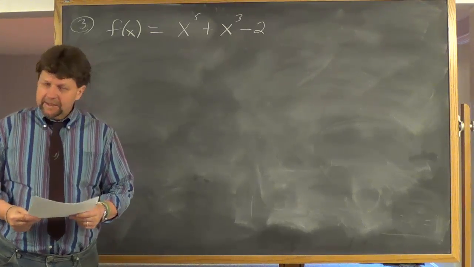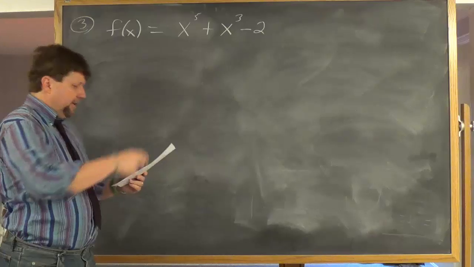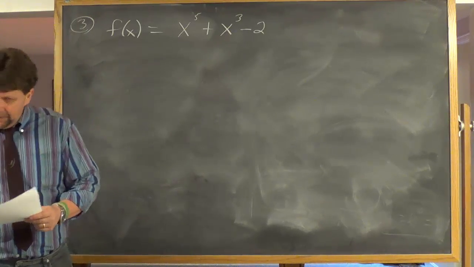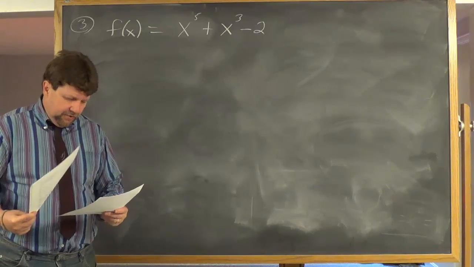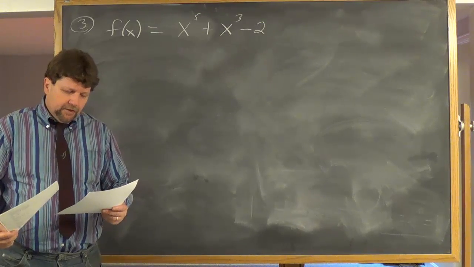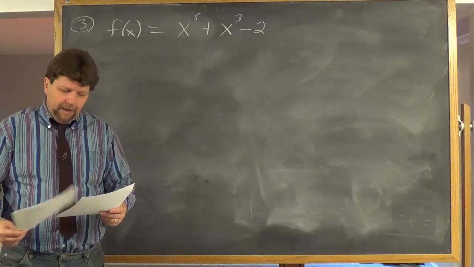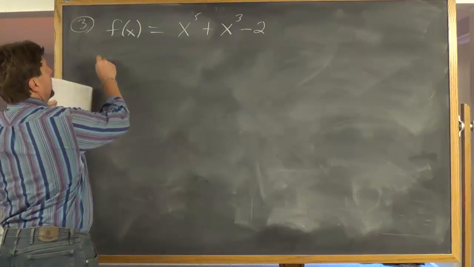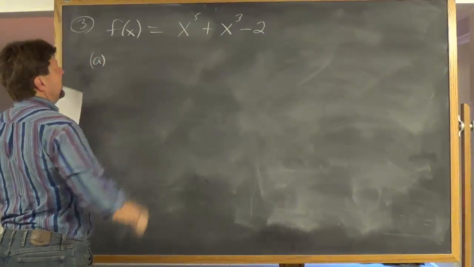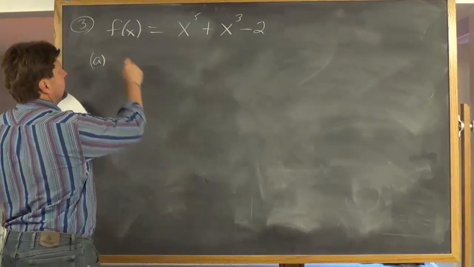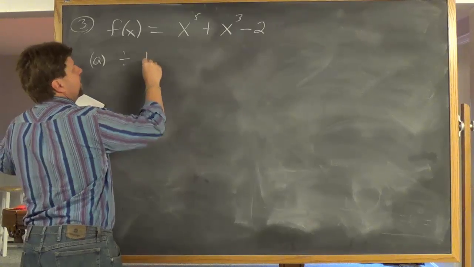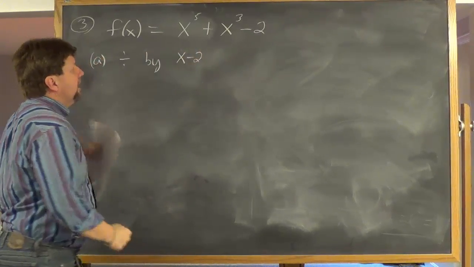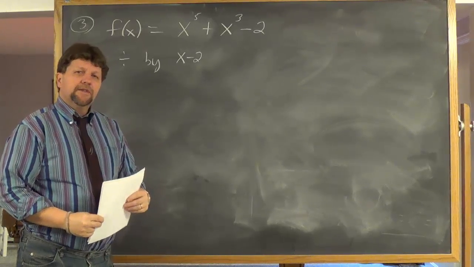First one I thought we'd look at is number 3. Here I gave you a function, x to the 5th plus x cubed minus 2. And in part A, I did ask you to use synthetic division to divide this function by the binomial x minus 2. So in part A, remember the process of synthetic division.